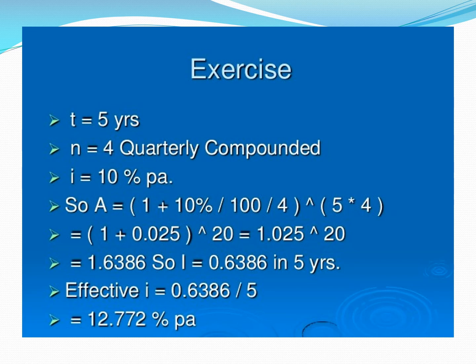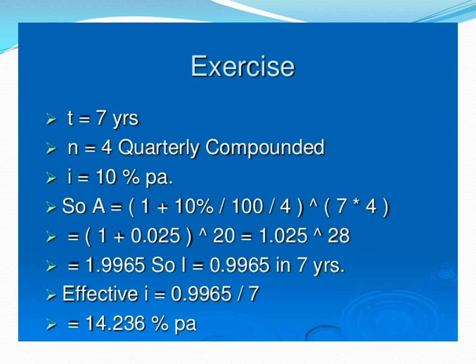For a period of 5 years, n equal to 4 for quarterly compounding, I equal to 10% per annum. Therefore, the amount equal to (1 plus 10 by 100 divided by 4) power of 5 into 4. Therefore, 1 plus 0.025 power 20 equal to 1.025 power 20, which is about 1.6386. The interest in 5 years is 0.6386, divided by 5, and lastly we get 12.772% per annum.